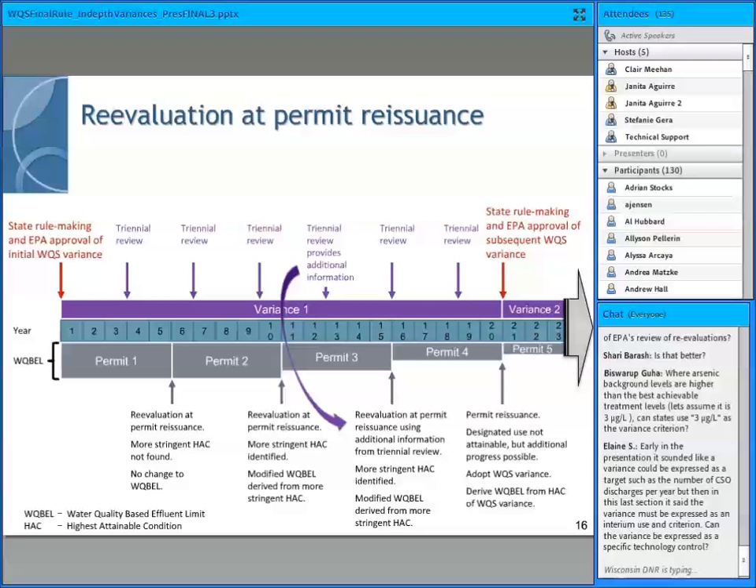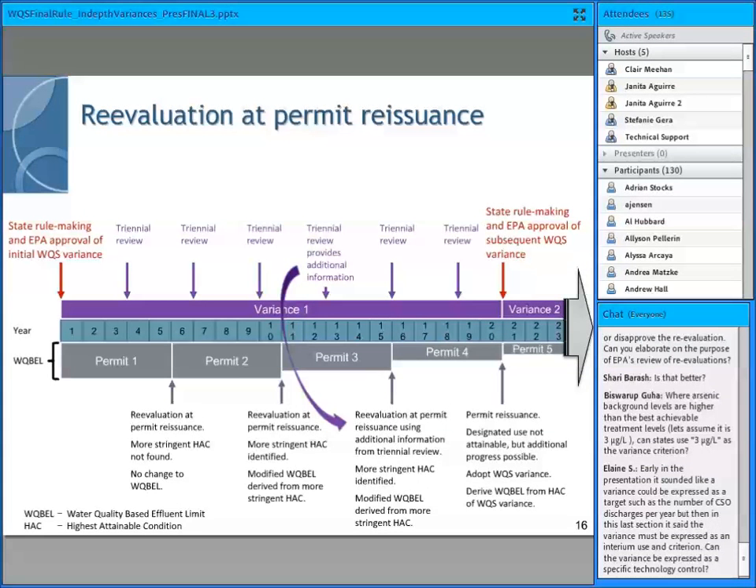This slide shows how water quality standards variance reevaluations could work if a state or a tribe chooses to establish a 5-year reevaluation schedule synchronized to permit reissuance. It might seem complicated at first, so I will explain the next 2 slides and then we'll pause to address some clarifying questions.